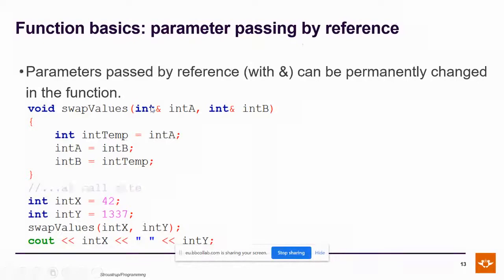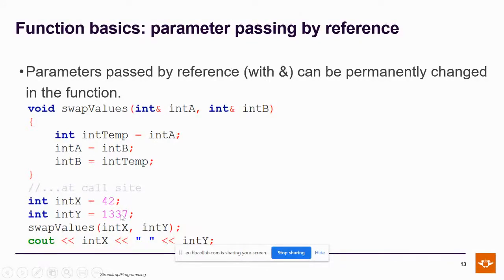Whereas alternatively, what you can do is pass things by reference, by putting an ampersand by the parameter type. What this means is that the value isn't copied. The actual place in memory where the value is sitting is what's sent to the function. So any changes to int A and int B will be permanent outside of the function. They're not going to go back to their old values once the function ends.